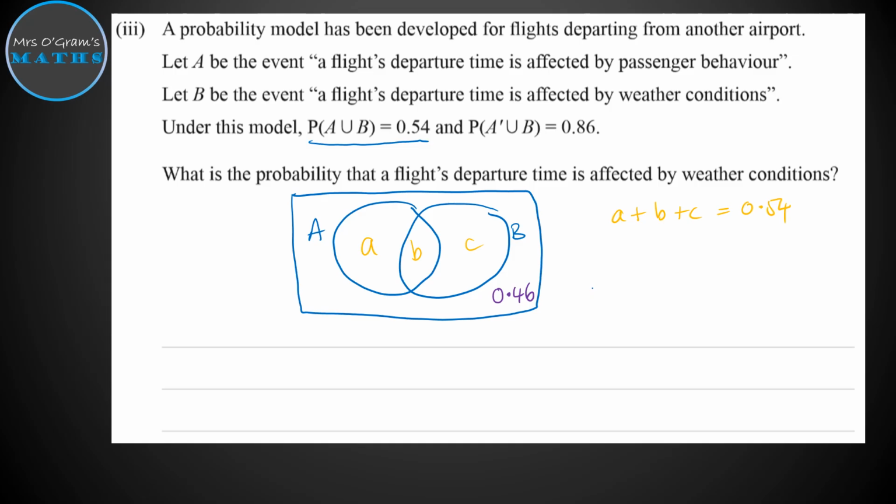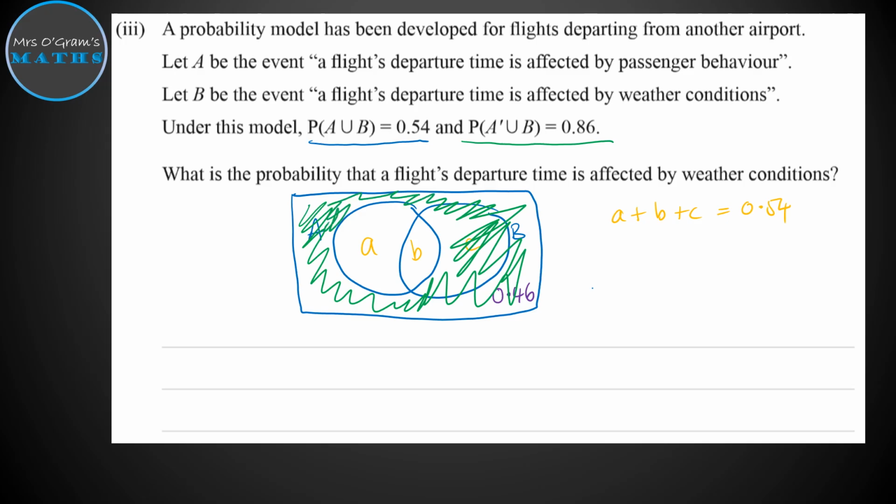Okay, then the next bit of information we're told about is this. The union of A dash and B equals 0.86. So that means that everything that is not in A, so let's shade that in first. So all of this section here that is not in the circle of A, so that takes care of this one, or it is contained in B. So that's everything here that's in the B circle.